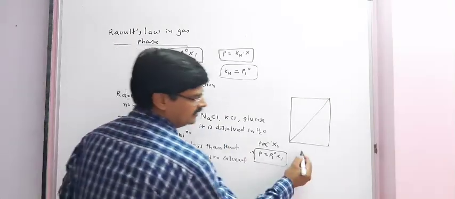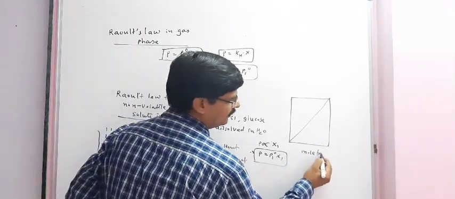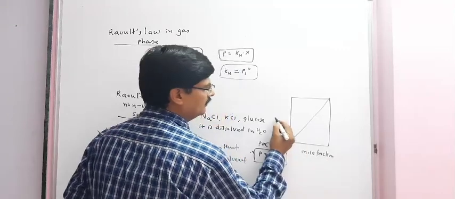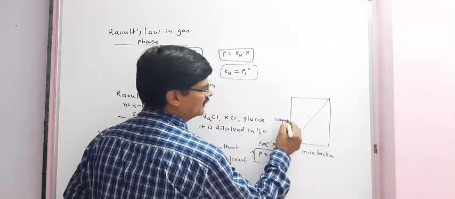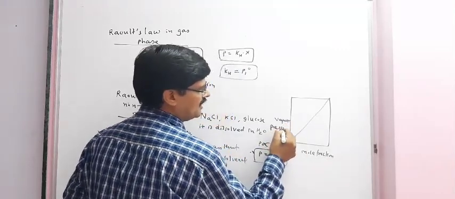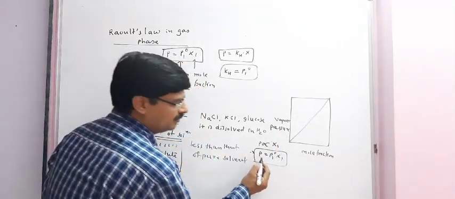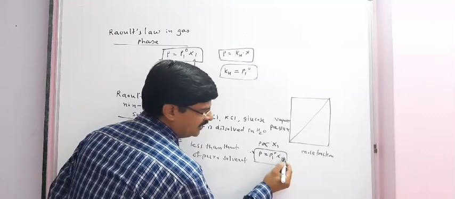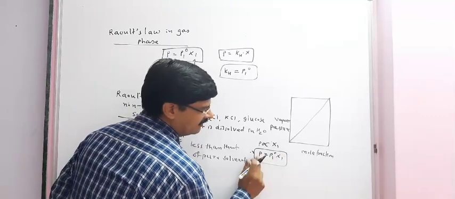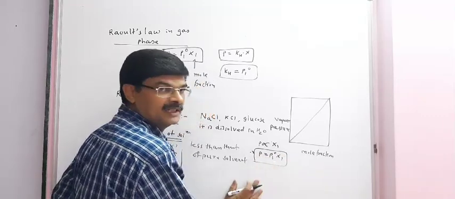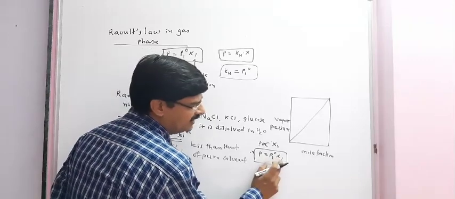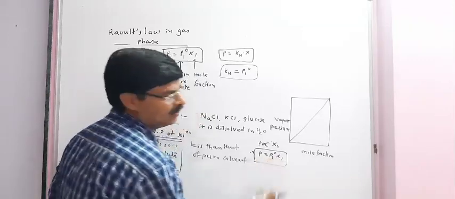Why? Again, this is a graph of mole fraction versus vapor pressure. The graph will be a straight line. Why? Because if we keep x1 is equal to 0, then we will get P is equal to 0. And if we keep x1 is equal to 1, we will get P is equal to P1 naught only.